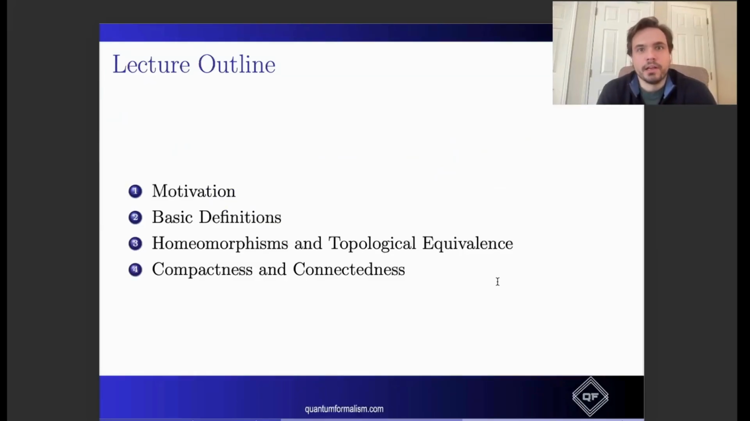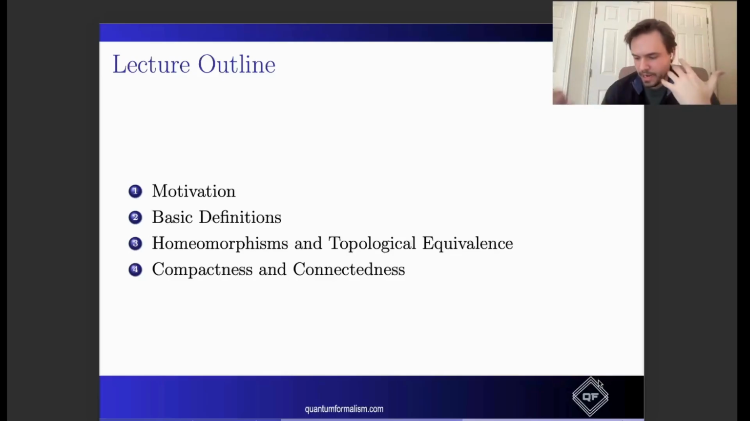So as a general outline for the lecture, we are going to cover some motivations, like what even is topology? Why do you care about it? And then go through some basic definitions, like a topological space and some of their sort of primordial components, like open sets, closed sets, continuity. Then we'll move on to homeomorphisms and topological equivalence.